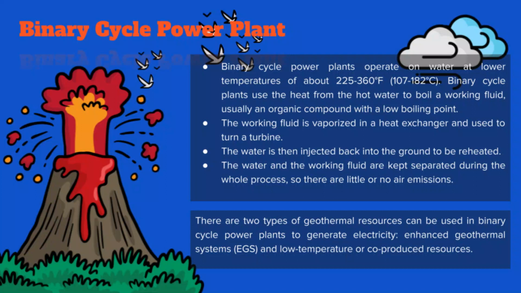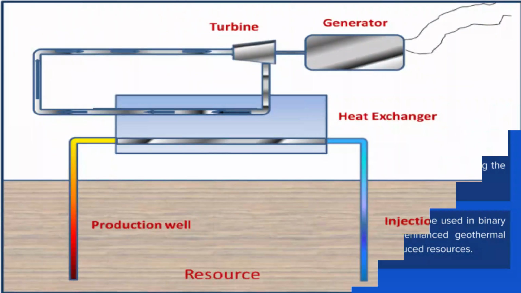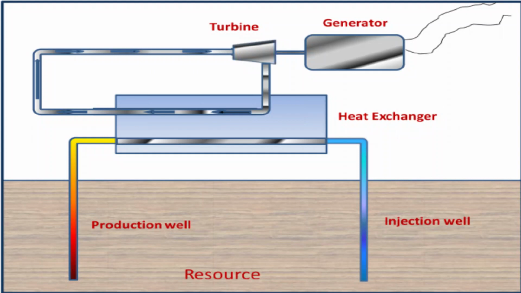The water and the working fluid are kept separated during the whole process, so there are little or no air emissions. There are two types of geothermal resources that can be used in binary cycle power plants to generate electricity. The first one is enhanced geothermal system (EGS), and the second one is low temperature or co-produced resource. This picture shows us how the binary cycle system works, from the injection well and production well to the heat exchanger and through the turbine, and the last one is the generator.